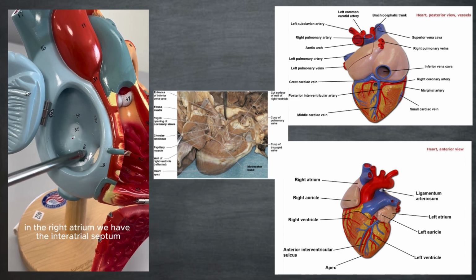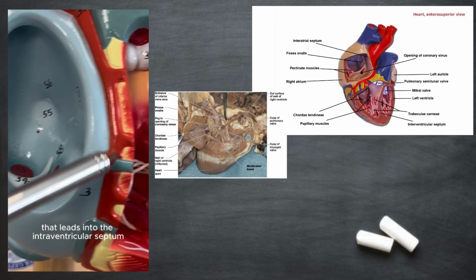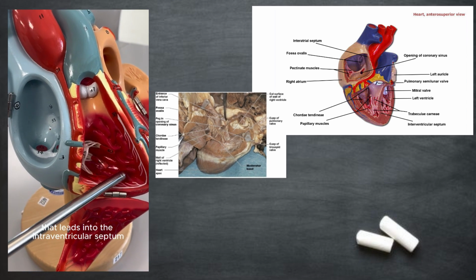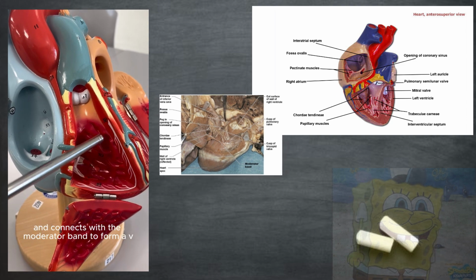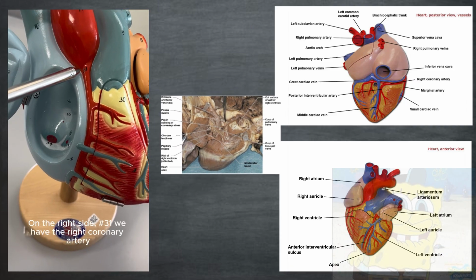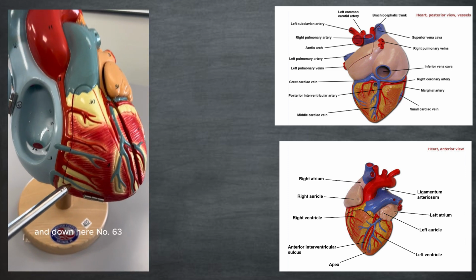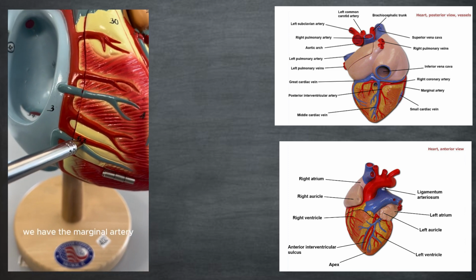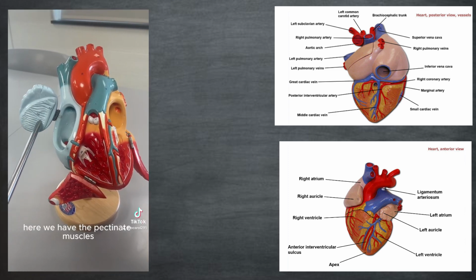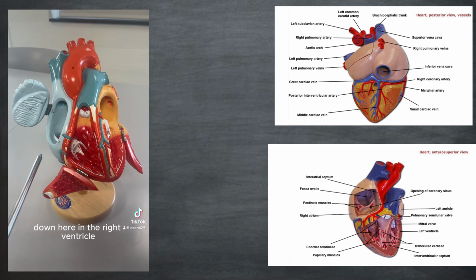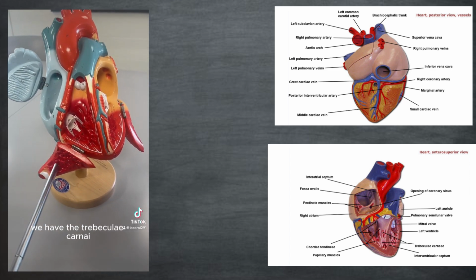In the right atrium, we have the interatrial septum that leads into the interventricular septum and connects with the moderator band to form a V. Right side, number 31, we have the right coronary artery. And down here, number 63, we have the marginal artery. Here we have the pectinate muscles. Down here in the right ventricle, we have the trabeculae carneae.